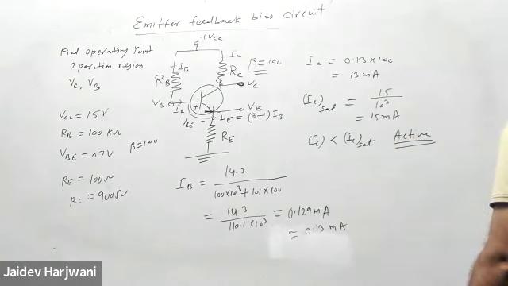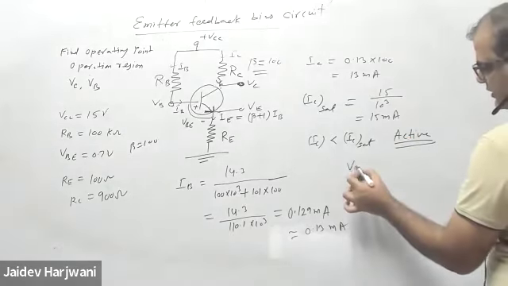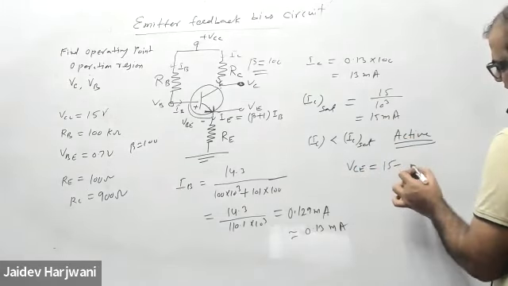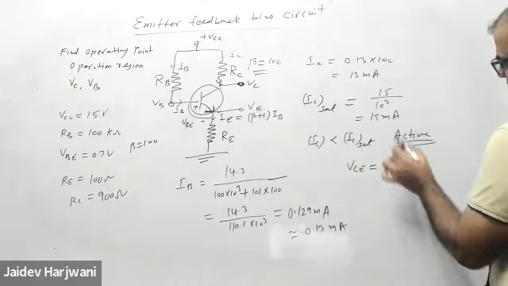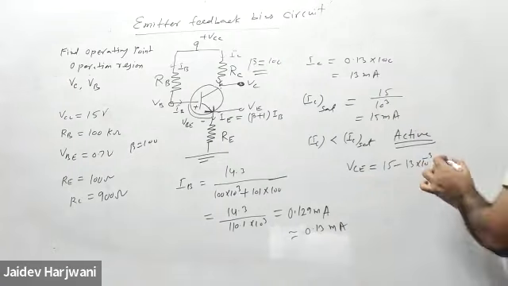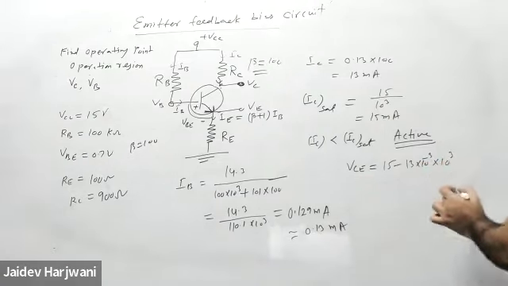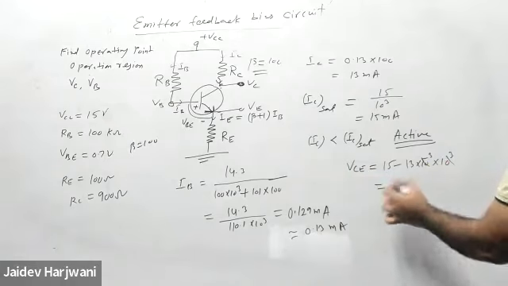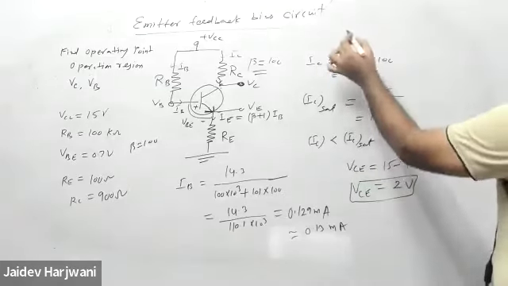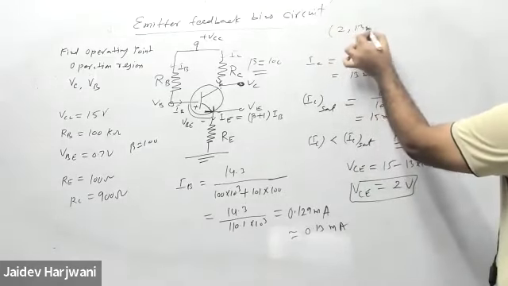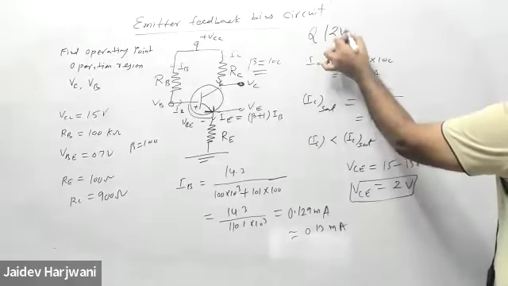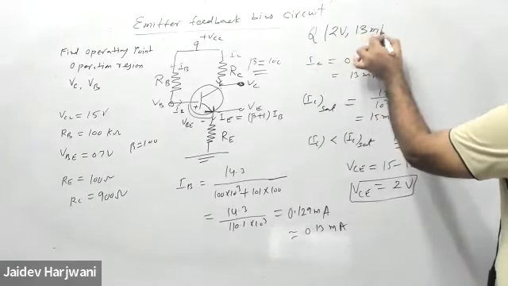And now you will find VCE. VC is equal to 15 minus IC, which is 13 milliampere, into RC plus RE, which is 1000. This cancels out, so VC comes out 2 volt. So VC is 2 volt. This is your operating point, Q: 2 volt and 13 milliampere.